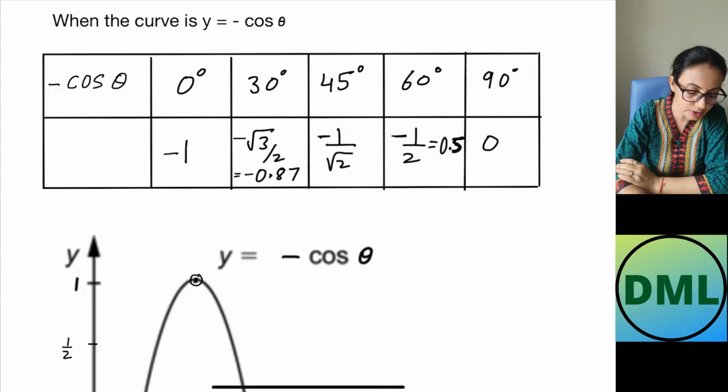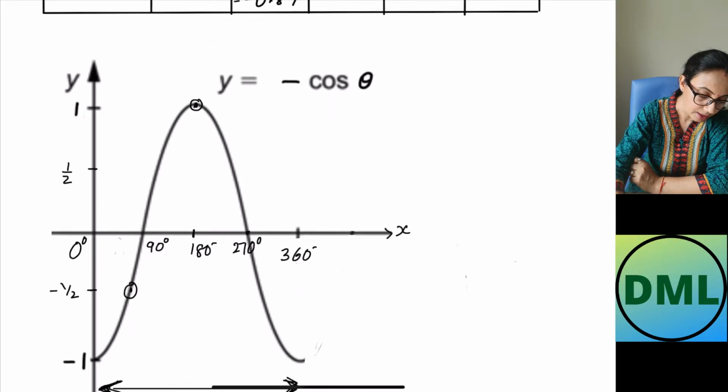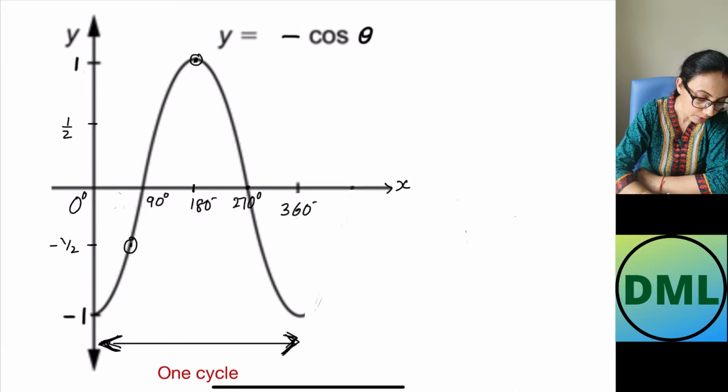So negative cos 0 degree will be negative 1. Negative cos 30 degree is negative 0.87. Negative cos 45 degree is negative 1 over root 2. Negative cos 60 degree is negative half. Negative cos 90 degree is 0. If we plot all these values on the axis, our values will go like this.